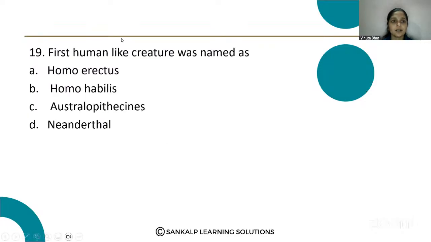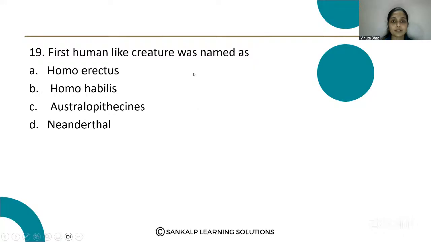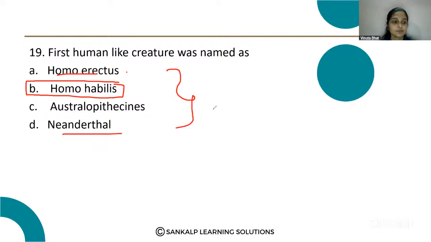Next question. The first human-like creature was named as. So we already discussed this question. Option B, Homo habilis. The first human-like creature was named as Homo habilis, Australopithecines, Neanderthal man, Homo erectus. So these are the names that we study in human evolution, right? So for this question, Homo habilis, we already discussed this. Option B is the correct answer.